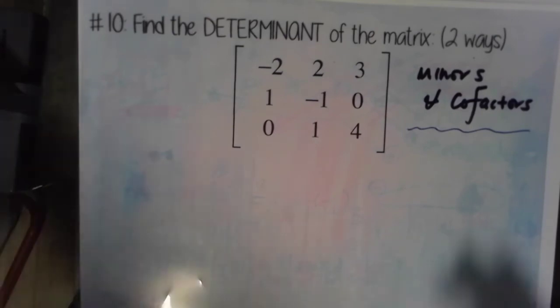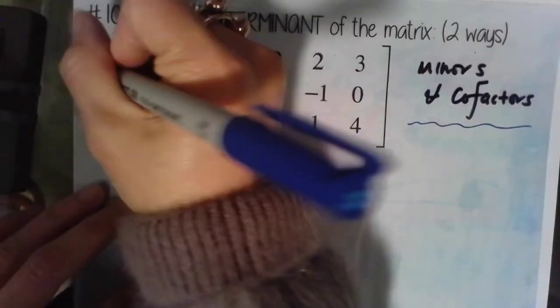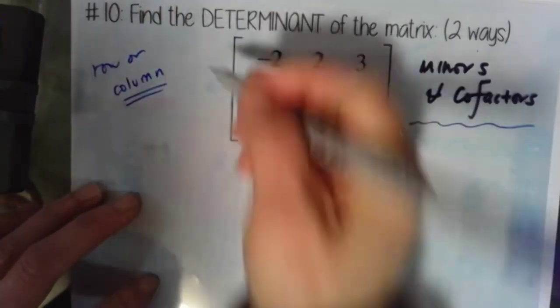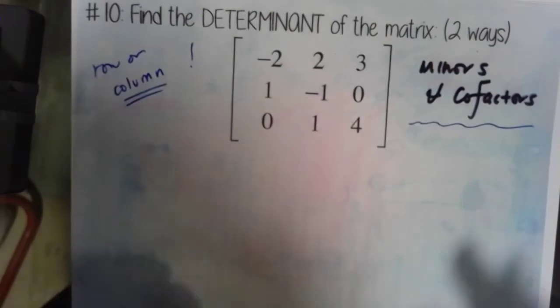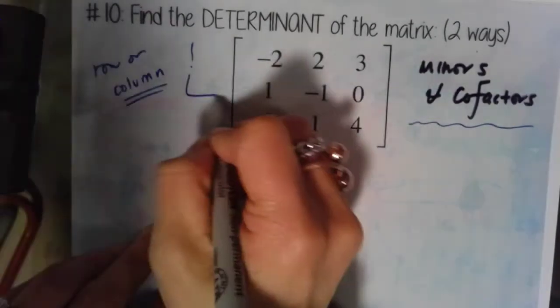Let's do that. Now, take a look at this 3 by 3 matrix. Which row or column looks the most friendly for you to calculate with? I would agree with you. I think it's row 2.